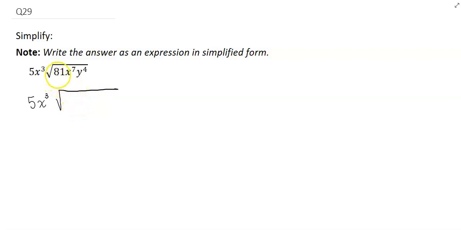So how do I write 81 as a power of 2? Is this a perfect square? 81 is a perfect square of 9. So this is 9 squared. Because the index is 2, because it's a square root, I have to transform this into an even power. So this is x^6 times x. And this is y^4. Now I'm going to try to put things outside. If I have a 2 as a power and I have a 2 here, the 9 goes outside of the root.